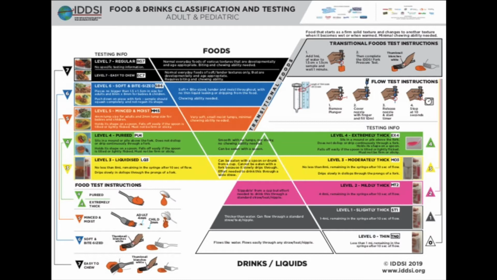So for level 5, which is minced and moist, you have to remember that it should be 4 millimeters for adults and 2 millimeters for children. When you scoop it up with a fork, there should not be any dripping, and when you do it with a spoon, it will be able to fall off easily from the spoon, as well as with the pureed.